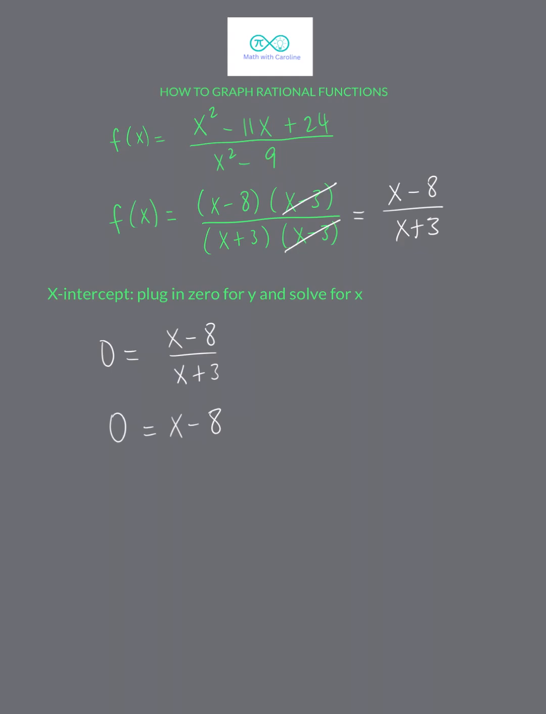So we'll add 8 to both sides, so x equals 8. Now again, we're just going to write this as a point so that we don't forget that this is really a point that we need to put on our graph. So our x-intercept is 8, 0.